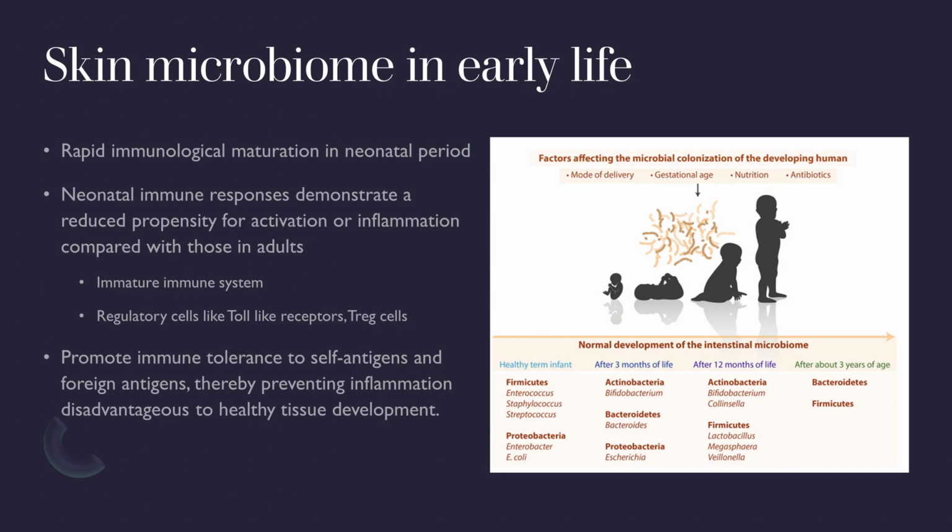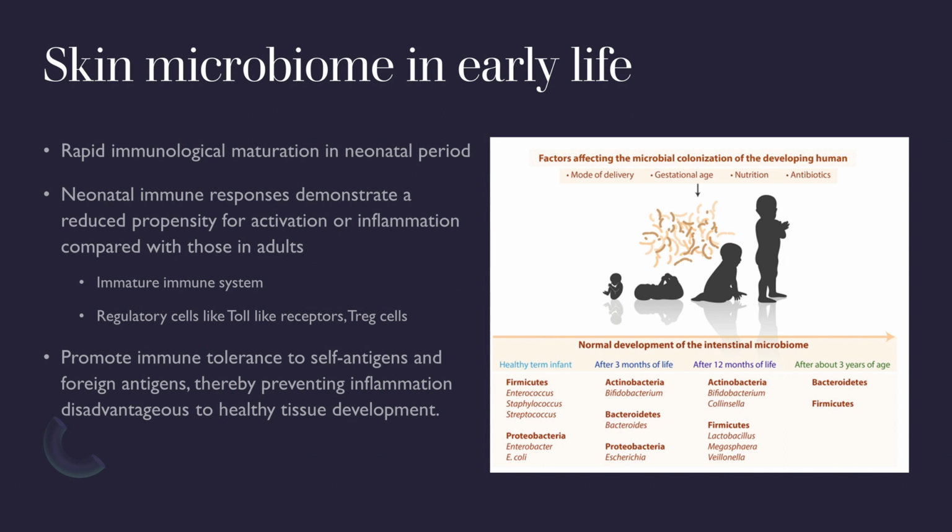Okay, in early life, there is rapid immunological maturation in the neonatal period. Neonatal immune responses demonstrate a reduced propensity for activation or inflammation compared with those in adults. We believe it could be because of the immature immune system, but more importantly, what neonates have are regulatory cells, like T-regs. These T-regs are super important because they tell the immune system, be quiet, this is a friend, not an enemy, so let's not get too excited when we meet this guy. So it's in the neonatal period that we are introduced to a lot of bacteria, and that's when our skin learns tolerance to all of this as well.